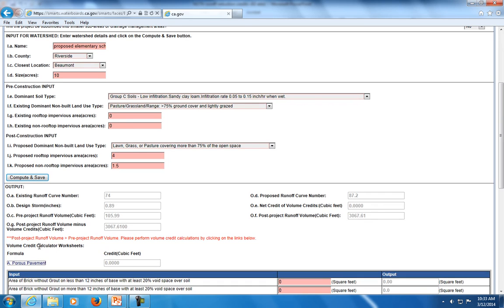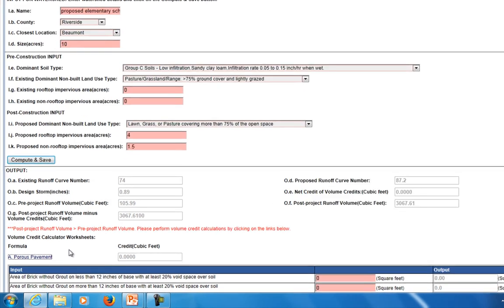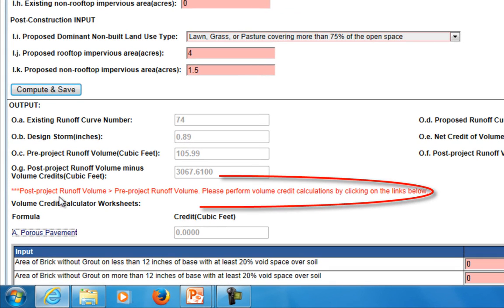And then the other thing to point out is the calculator gives you a running real-time update on where you stand in terms of the pre-project to post-project runoff volume. So you see right now it says post-project runoff volume is greater than pre-project runoff volume. Perform the volume credit calculations by working through the links below. And so that's going to give you a real-time check on how you're doing.